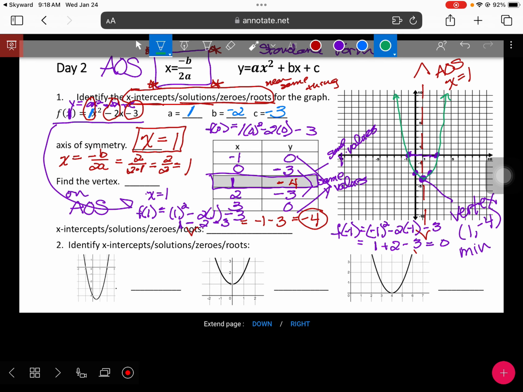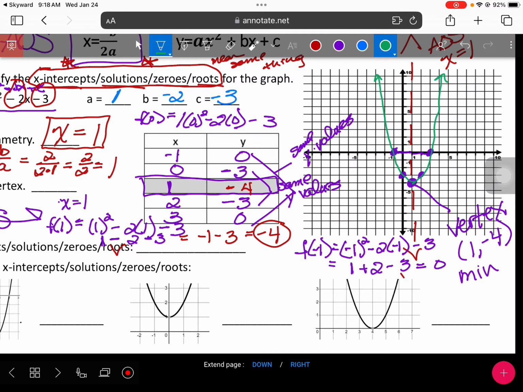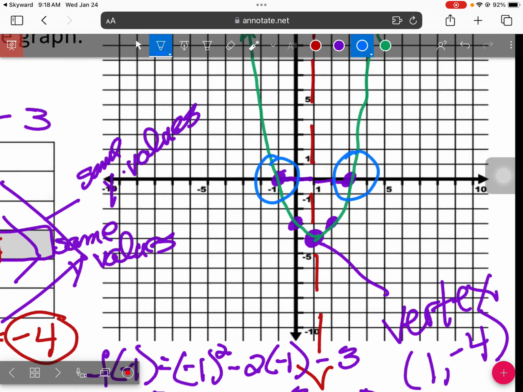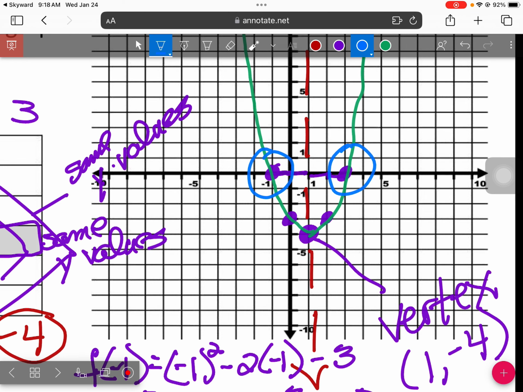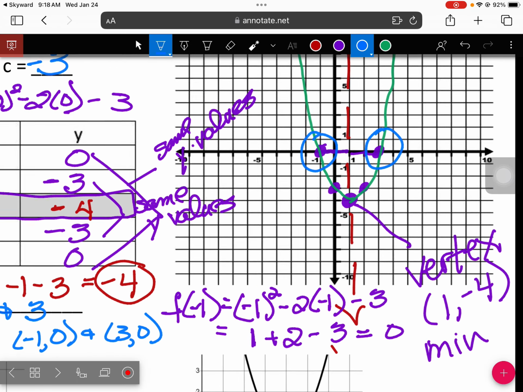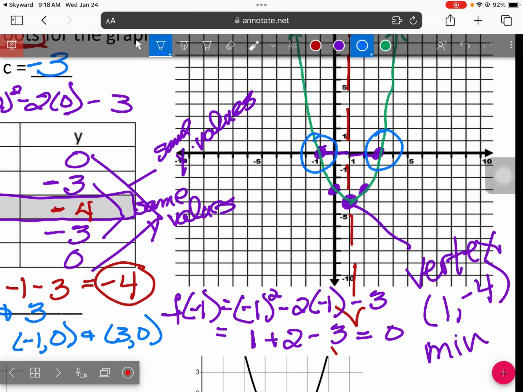So the x-intercepts, the solutions, the zeros, or the roots, as I look right here, I want you to circle them on your graph. And what points are those? It's kind of hard to tell. Can you tell? Negative 1 and 3. So this is negative 1 and 3, or you could write it as negative 1, 0 and 3, 0. But that's where my graph crosses the x-axis. Those are the roots. This is a root. This is a root.